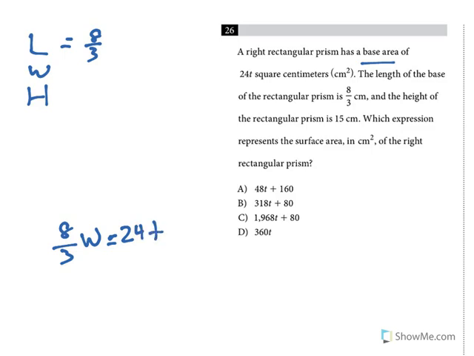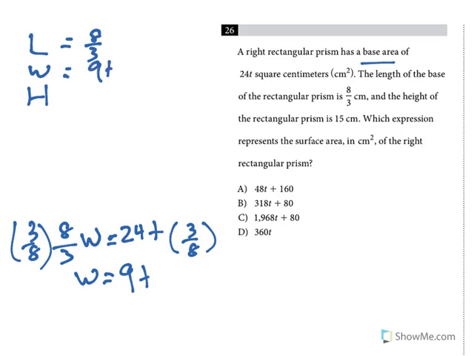Okay. So I'm going to multiply both sides by 3/8, right? Because that's the reciprocal. And it tells me that the width, right, 24 divided by 8 is 3. The width is equal to 9t. And we can check that really easily. If I multiply 8/3 by 9t, I'm going to get 72t/3, or 24t. And it says the height is 15. All right, that's pretty easy then.